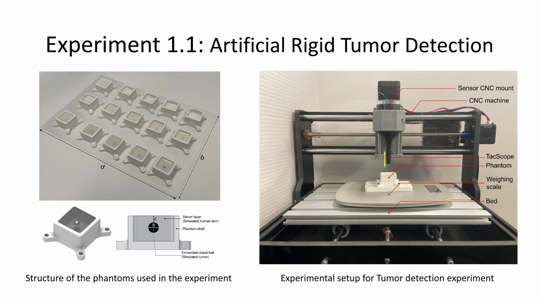Here, we have validated TacScope's capability through a tumor detection experiment. We simulated tumors by embedding metal spheres of 2 mm, 4 mm, and 6 mm diameters at depths ranging from 1 mm to 5 mm within a phantom material. The sensor was mounted on a CNC machine and pressed against the phantom skin, applying a maximum force of 1,500 grams to mimic human palpation. 2 phantom types were used: positive samples with embedded tumors and negative samples without any tumor, subjected to forces between 1,000 grams and 2,000 grams to introduce tactile variation.